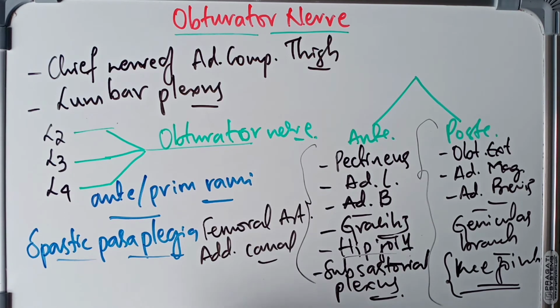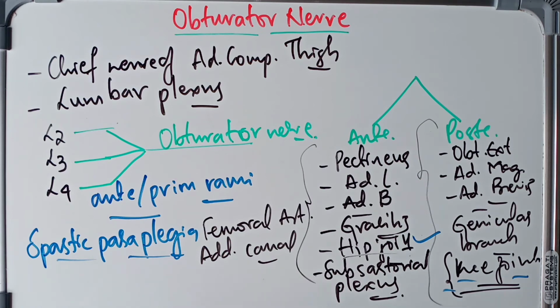And also we have something called referred pain. In diseases of the knee joint, the pain may be referred to the hip joint along the obturator nerve. If you have knee joint pain, sometimes it is also referred to the hip joint, because the obturator nerve supplies both the knee joint and the hip joint. So, that is about some of the clinical significance of the obturator nerve.